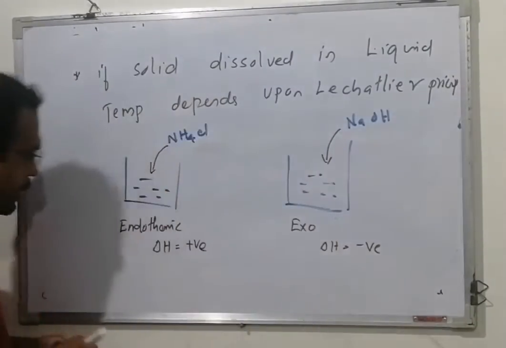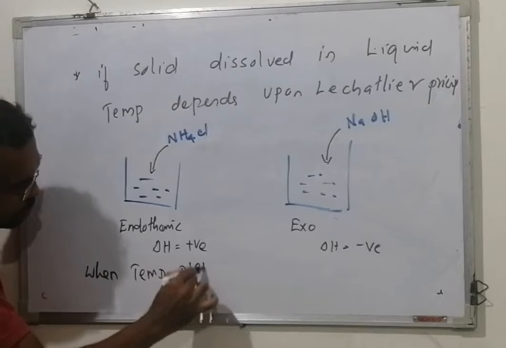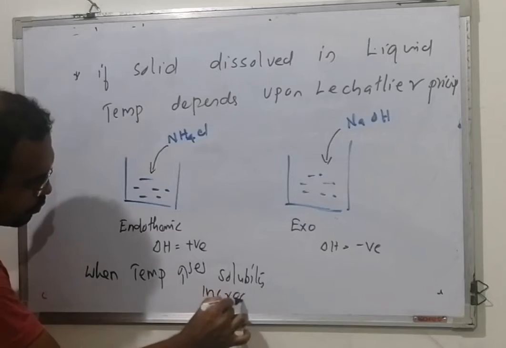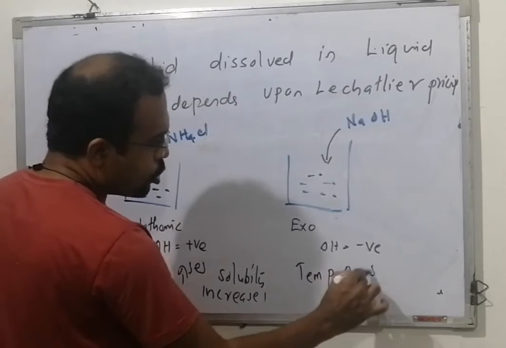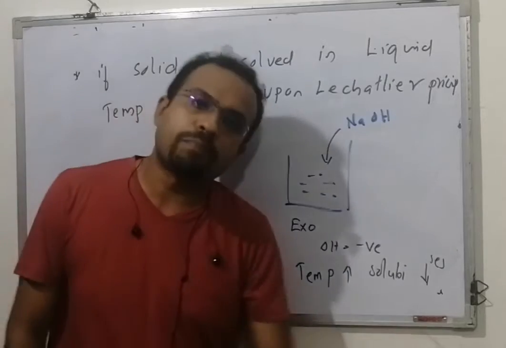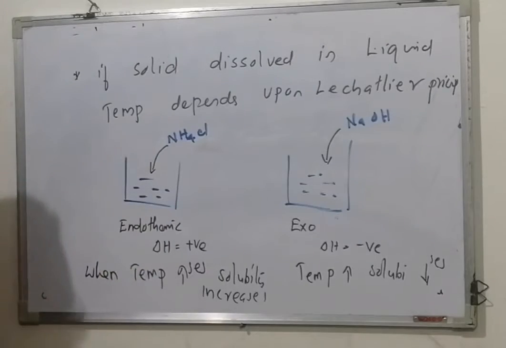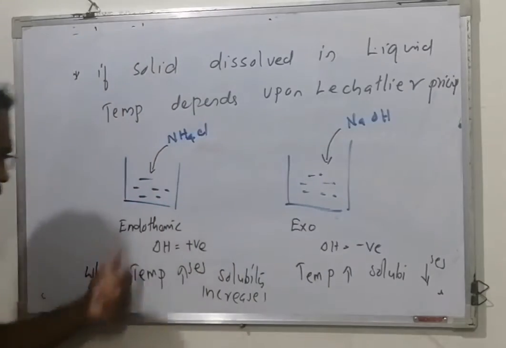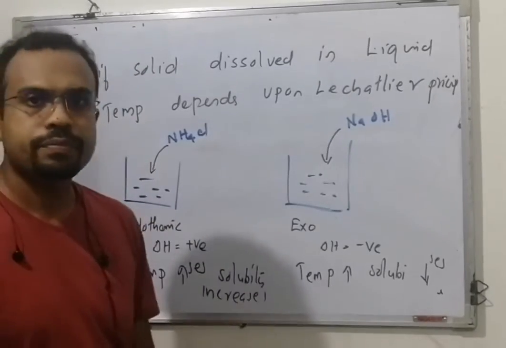Okay, in this case, when temperature increases, solubility increases. But here, temperature increases, solubility decreases, particularly at the saturation point. Therefore, please note down this point, very, very important. In the case of exothermic, temperature increases, solubility decreases. In the case of endothermic, temperature increases, solubility increases. Le Chatelier principle. Okay.